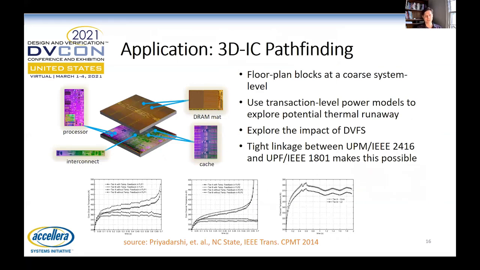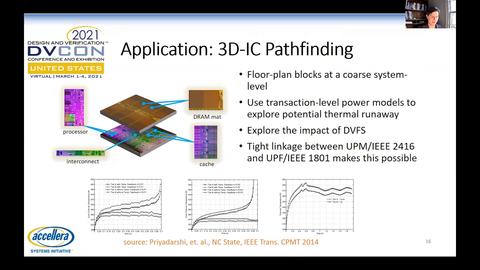The second application is pathfinding, which is the term for physically aware virtual prototyping for the purpose of technology selection. This is especially useful for 3D IC chip stack design. And I've included a reference to a paper, one of our papers, in which we used transaction level power models to explore different floor planning options in a 3D IC.